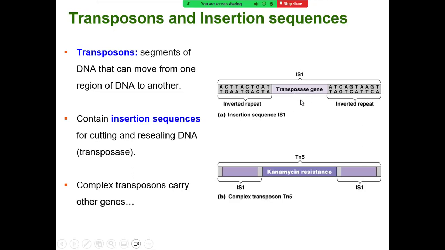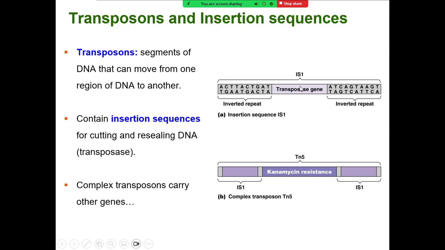Transposons contain, of course, the transposase gene, and they also contain an inverted repeat on the sides or the edges of the transposon. It's thought the inverted repeat helps the transposon insert into a new location of DNA. Any question about that? So that's a simple transposon. All it has is the transposase gene and the inverted repeats on both sides of the transposase gene.